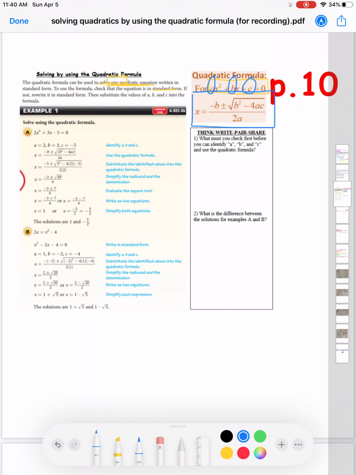So go ahead and take a moment, pause this video, please read through examples A and B, and try to answer your two think-write-pair-share questions.